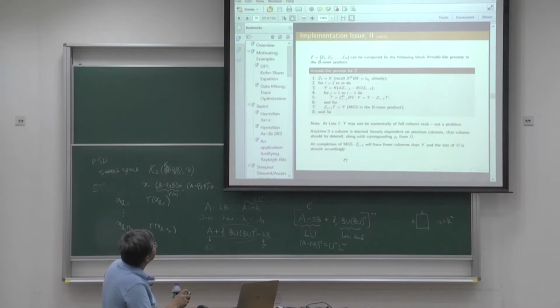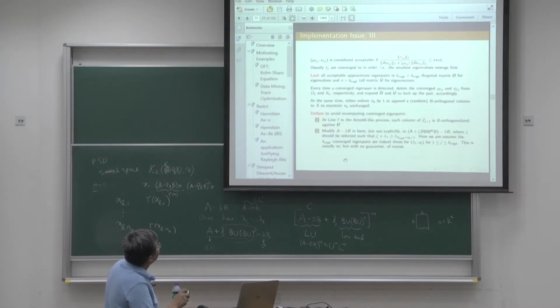The second issue is basic. The third issue will be, of course, the convergence. We talk about the convergence criteria. The normalized residual, if less than a tolerance, you give a tolerance like 10 to the minus 12, for example. You say, well, that's fine. This one is converged. And when it's converged, we need to lock it.